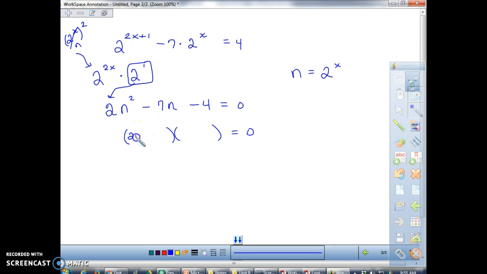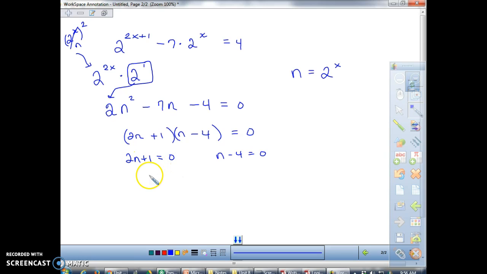So this is going to be 2n, and this is going to be n, and we just have to play around with the other two. So I need a positive and I need a negative. So what if I made this minus 4? So when I do my outer terms, I get minus 8n. There's my inner term plus 1n. So I get a negative 7n. And then I would set each of these equal to 0 to solve. And I would substitute back in. So I have to come back to this and substitute in.